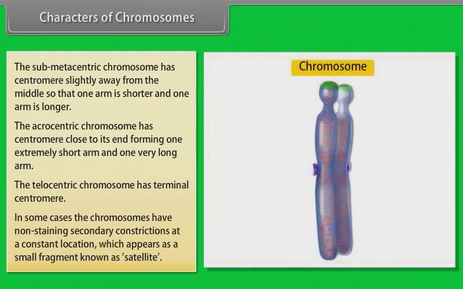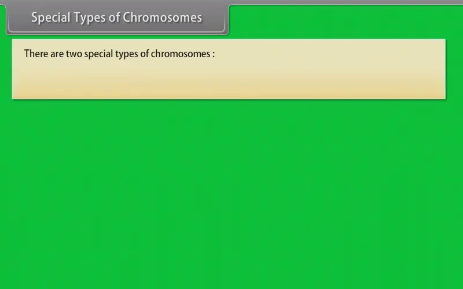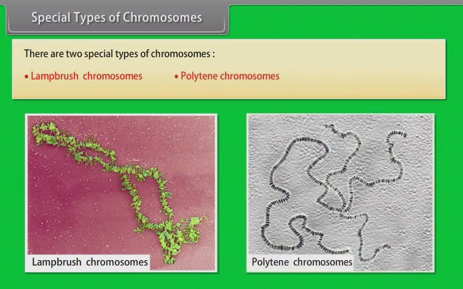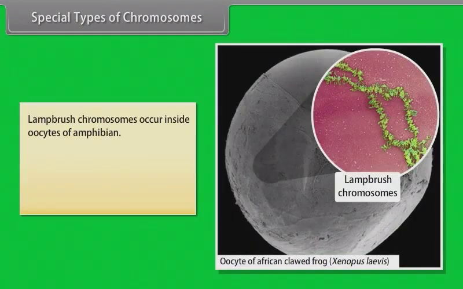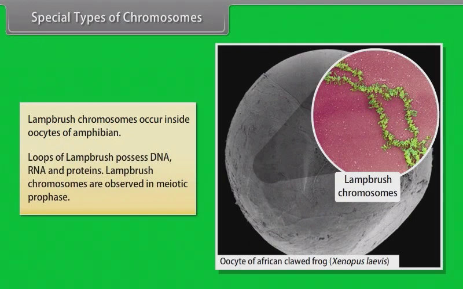In some cases, the chromosomes have non-staining secondary constrictions at the constant location, which appears as a small fragment known as satellite. Special types of chromosomes. There are 2 special types of chromosomes: lampbrush chromosomes and polytene chromosomes. Lampbrush chromosomes occur inside oocytes of amphibians. Loops of lampbrush possess DNA, RNA, and proteins. Lampbrush chromosomes are observed in meiotic prophase.